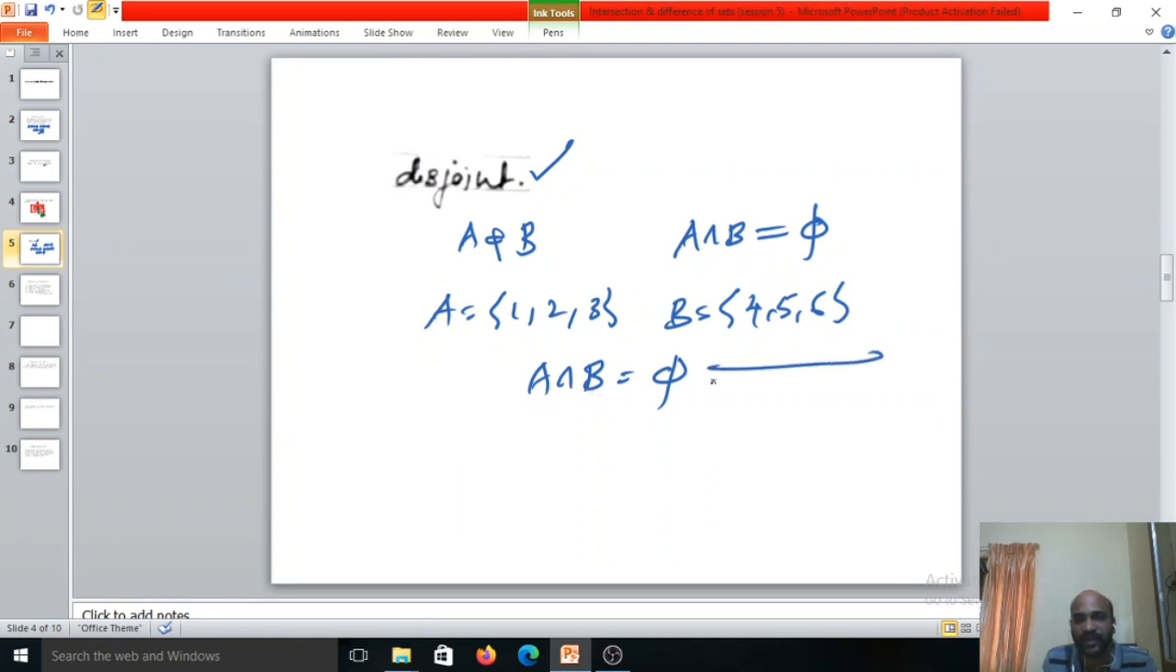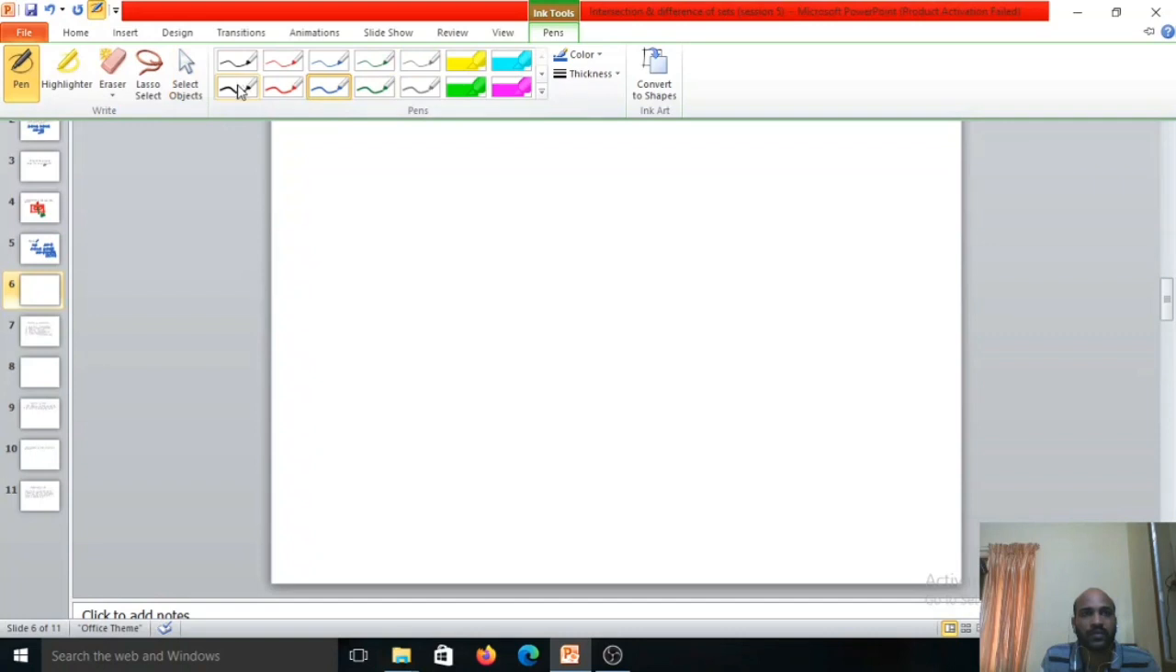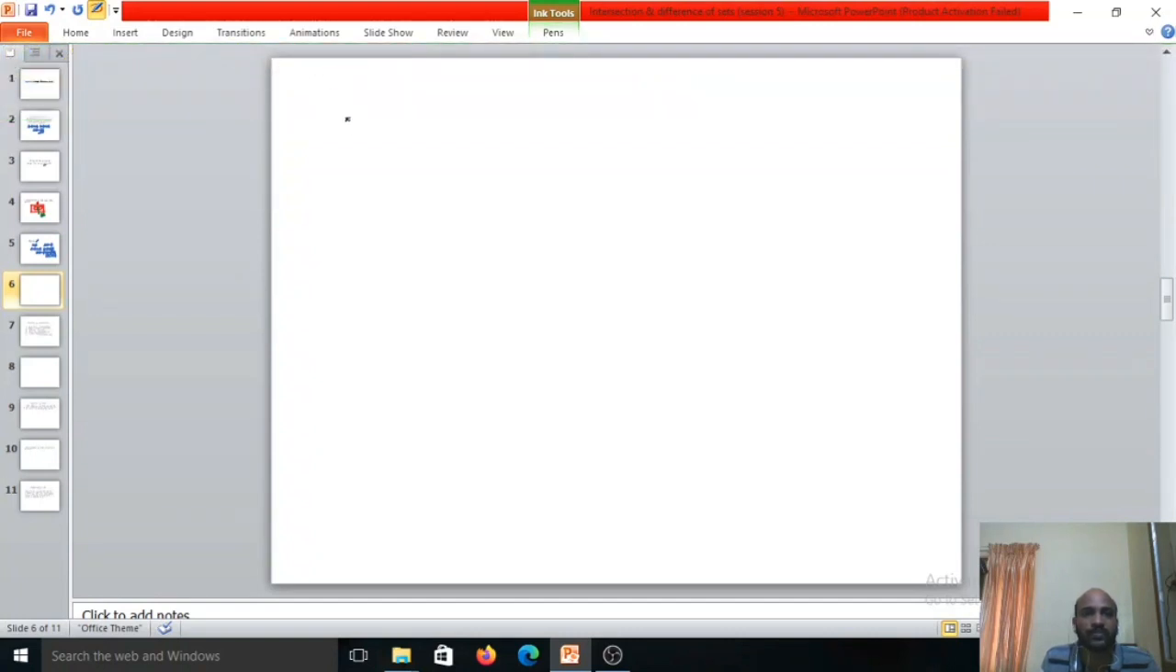So by using Venn diagram, how we can represent disjoint sets? Suppose this is the universal set. A and B are disjoint. So there should not be any common region. So we can represent disjoint sets by using this method. Okay. Now we can do some problems.